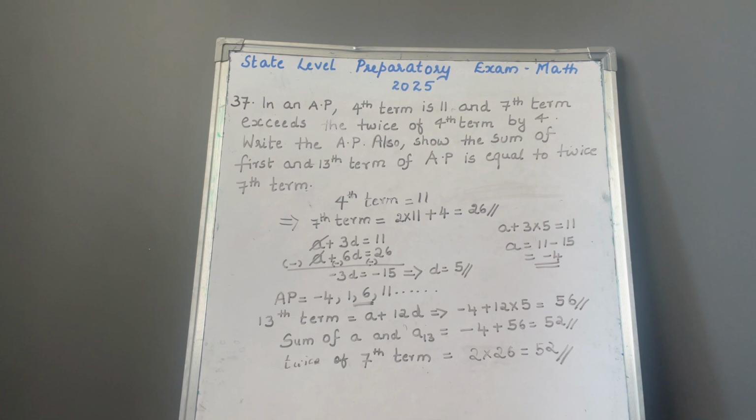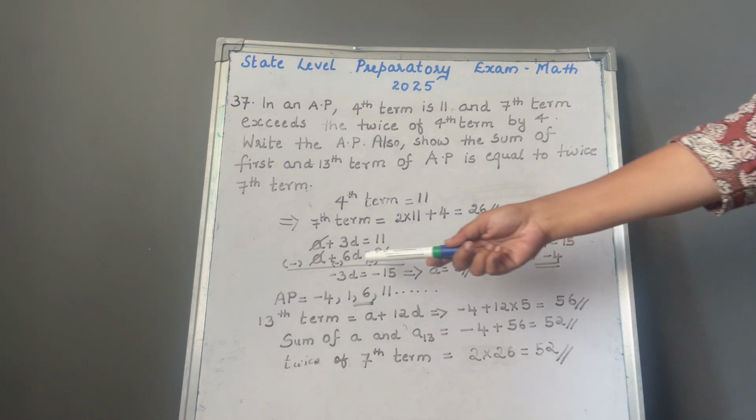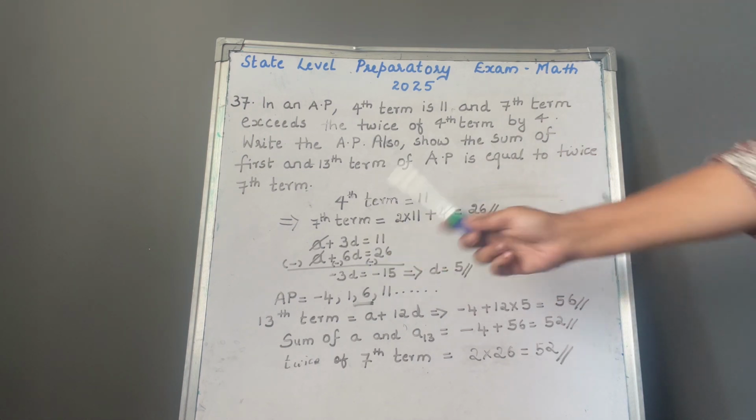We got a pair of linear equations where A and D are unknown. A is the first term and D is the common difference. Now we have to solve the pair of linear equations to find A and D. To find the solution, we can use the elimination method.